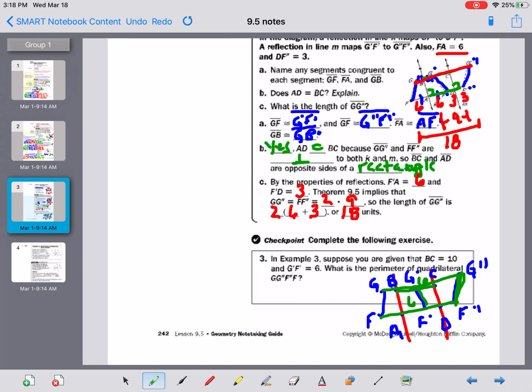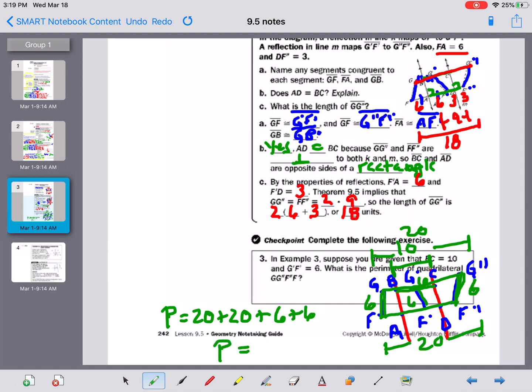All right, so things to think about. G prime to F prime is 6. That means GF is also 6, and G double prime to F double prime is also 6. We know B to C here is 10, and that's between the two parallel lines, so we have that rule that from G to G double prime should be twice that. So that'll give us a 20 there, which gives us a 20 here. So when I go to find the perimeter, I have two sides of 20 and two sides of 6. Altogether, my perimeter for this figure should be 52.